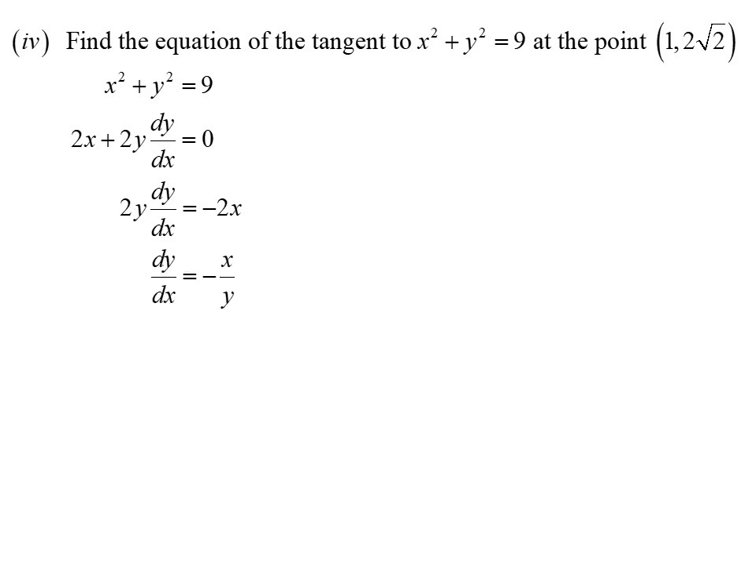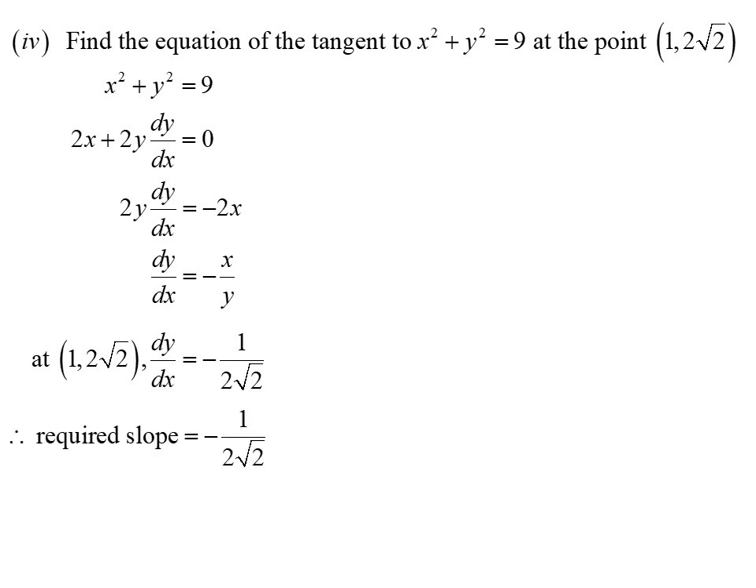So for this derivative, I need both the x and the y value. And if you think about the circle, well, there's one over here, that makes sense. Because if I just substituted in an x value, again, I've got two possibilities. If I just substitute in the y value, I've got two possibilities. But if I substitute in both the x and the y value, then I get the specific one that I want. (1, 2 root 2), substituting in both the x and the y value, I get minus 1 on 2 root 2, so there's the slope that I need.